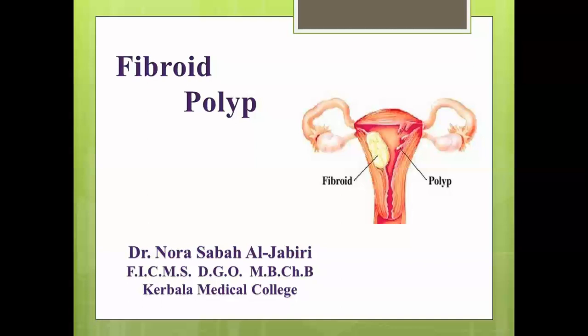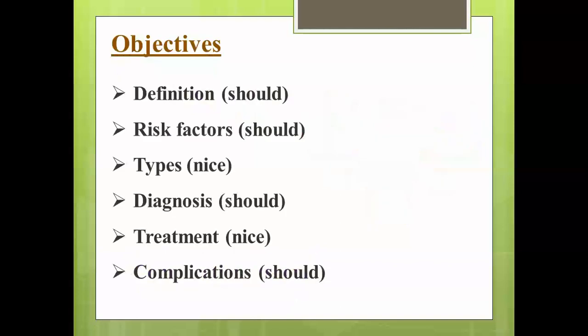Hi everybody, you are welcome again to the second part of the lecture, which will be about uterine fibroid. What we will discuss in it: the definition and risk factors for fibroid, what are the types of fibroid, how we will diagnose it, and we will discuss the history, the symptoms of the patient, examination, and the investigation. Then, what are the lines of treatment of a patient with uterine fibroid, and lastly, the complications that may happen.